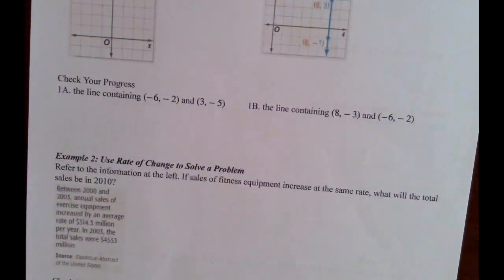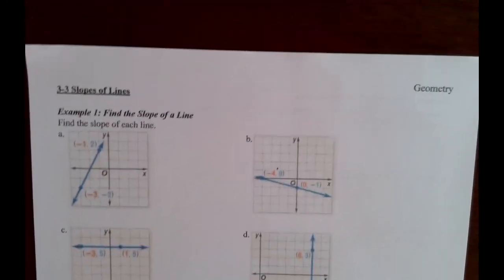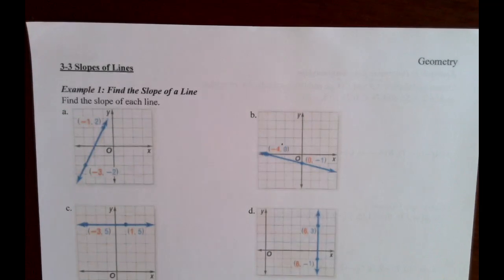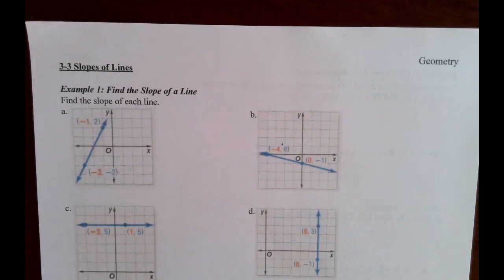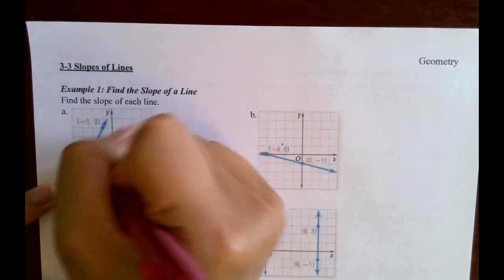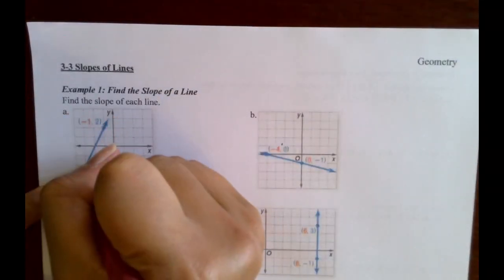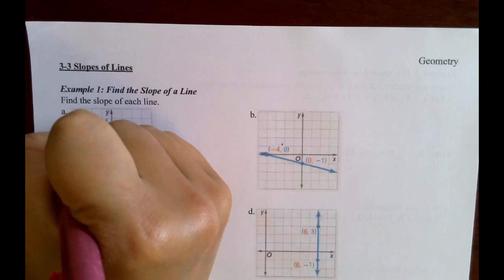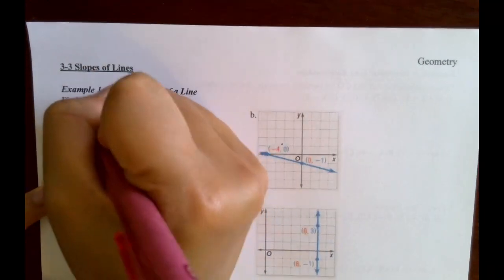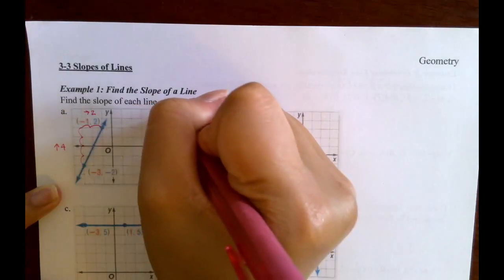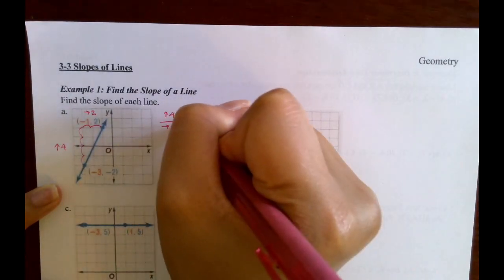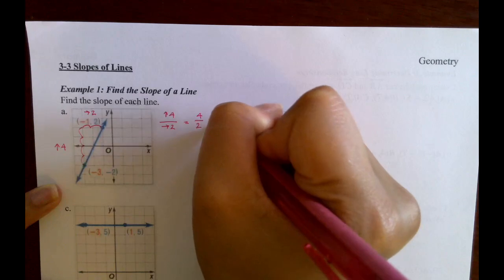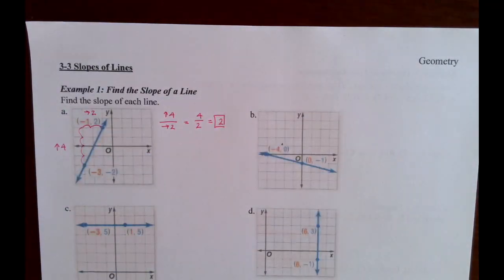So let's get started with a couple of them. In example 1, when it's given a graph, you actually might not even need the formula, because what you can do is go from one point to the other. So I'm going from this point to this point. I go up 1, 2, 3, 4. I went up 4, and then I went to the right 1, 2, right 2. So up 4 over right 2. Up is positive. Right is also positive, so 4 over 2 is 2, and there's my slope.